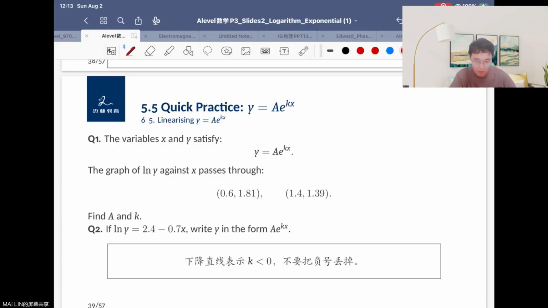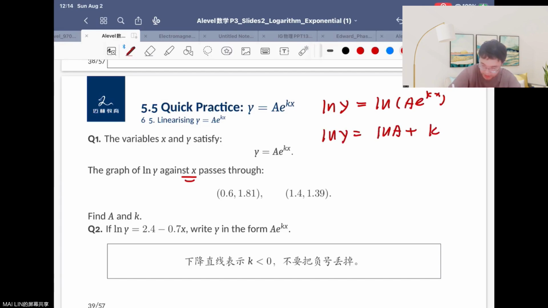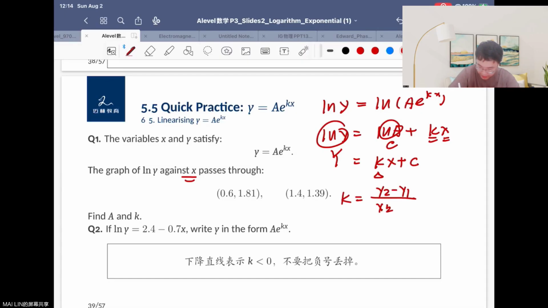Here y equals a e power of kx, right? If you want to calculate ln y against x, you can take ln on both sides. That is ln y equals ln a e power of kx, so it becomes ln y equals ln a plus kx, right? Then you can let this be y, this be c, this be k, and this be x. So it's y equals kx plus c. k is the gradient, right? So you can use the y differences over the x differences to calculate the gradient. Here k equals y2 minus y1 over x2 minus x1, right?